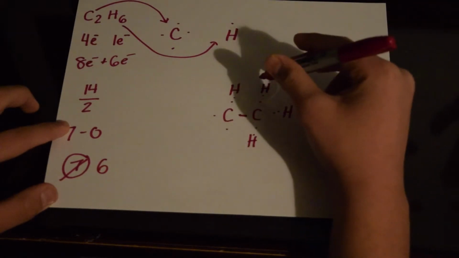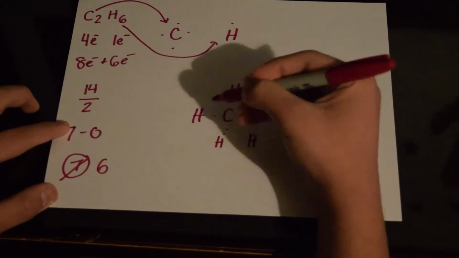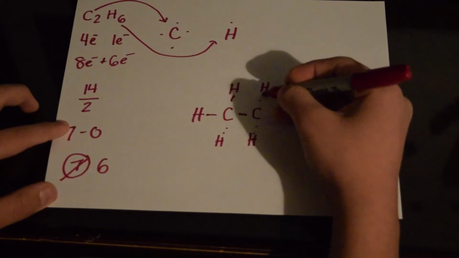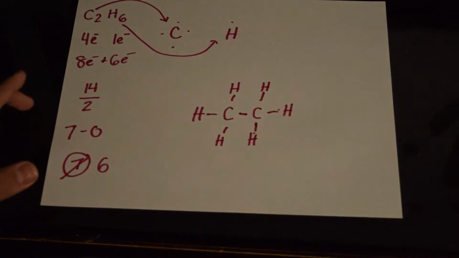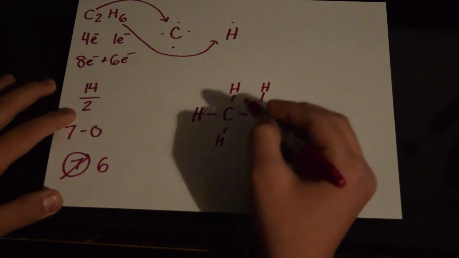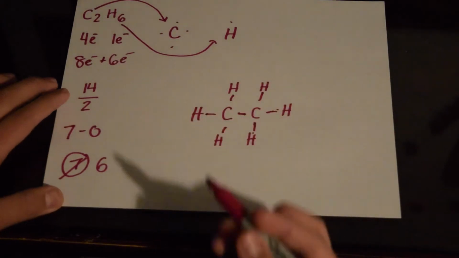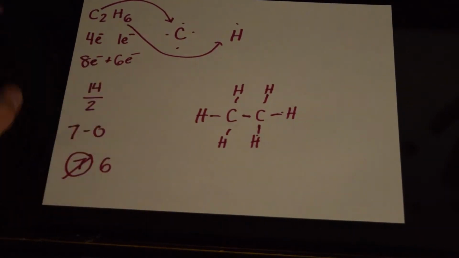As of now, we've used 4. Let's use the last 2. As you can see, all these have bonds. Let's link them up. And let's count up how many bonds we have. We have 1, 2, 3, 4, 5, 6, 7. So we have completed the number of bonds, and that is what our final Lewis structure will look like. Thank you.